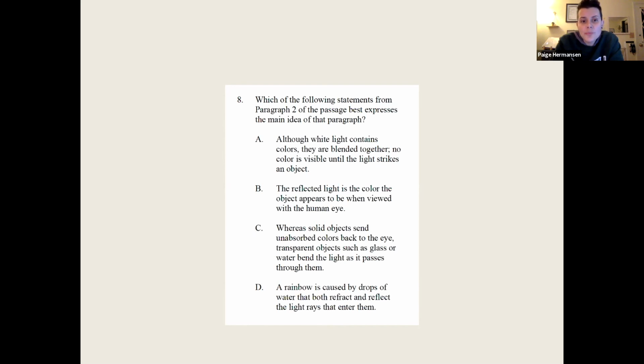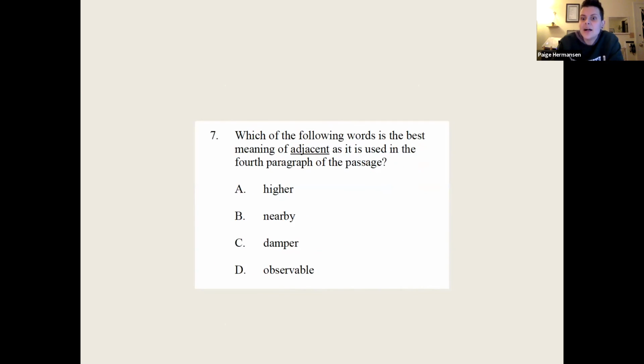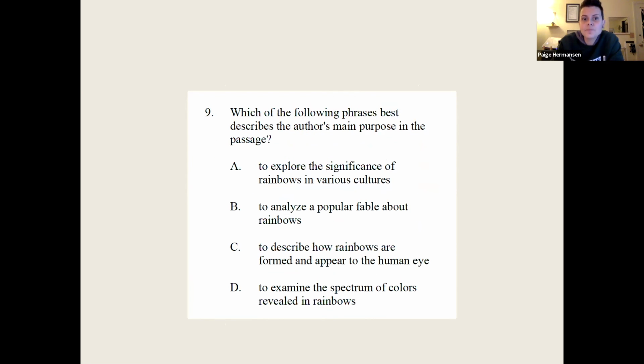That it's caused by drops of water that both refract and reflect the light rays that enter them. It's kind of the summary of everything that it told us about what refraction is and why it matters. And importantly, it connects to the main idea of the paragraph and the passage. And remember the first sentence in this passage, how does a rainbow happen? Well, it just told us, right? So that reflects the main idea of that paragraph. Okay. So what about question 9 then?